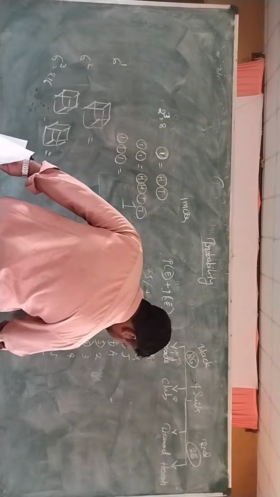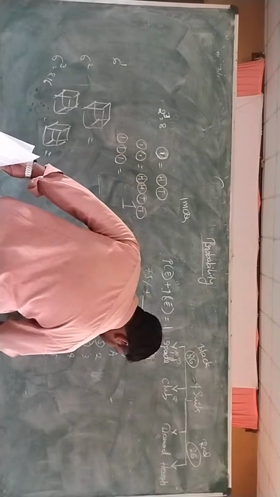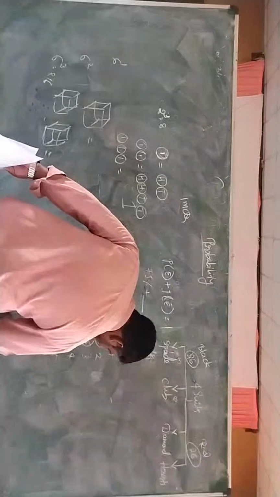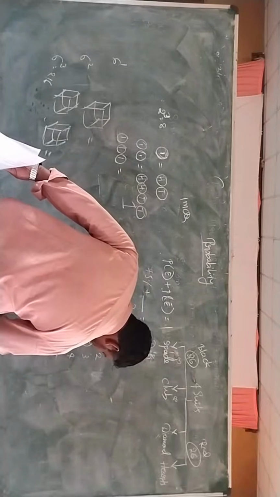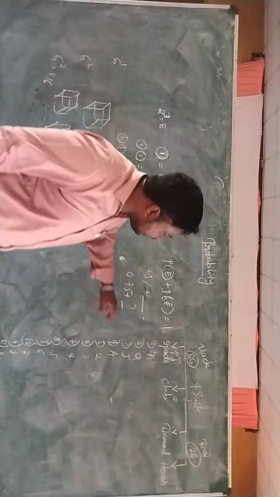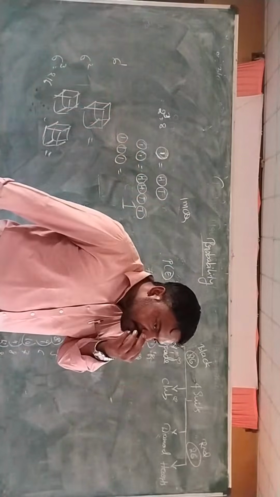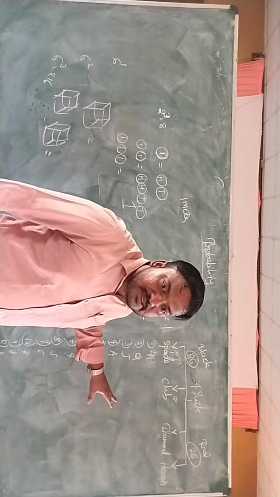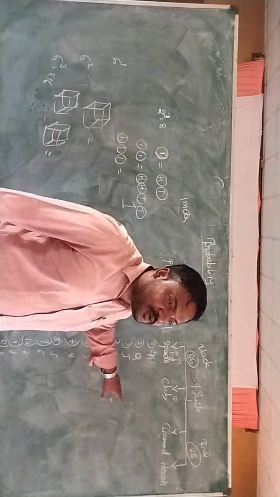Ninth one, 6. Tenth one, 7. Eleventh one, 8. Twelfth one, 9. Thirteenth one, 10. These are the cards. How many red kings are there? 2.